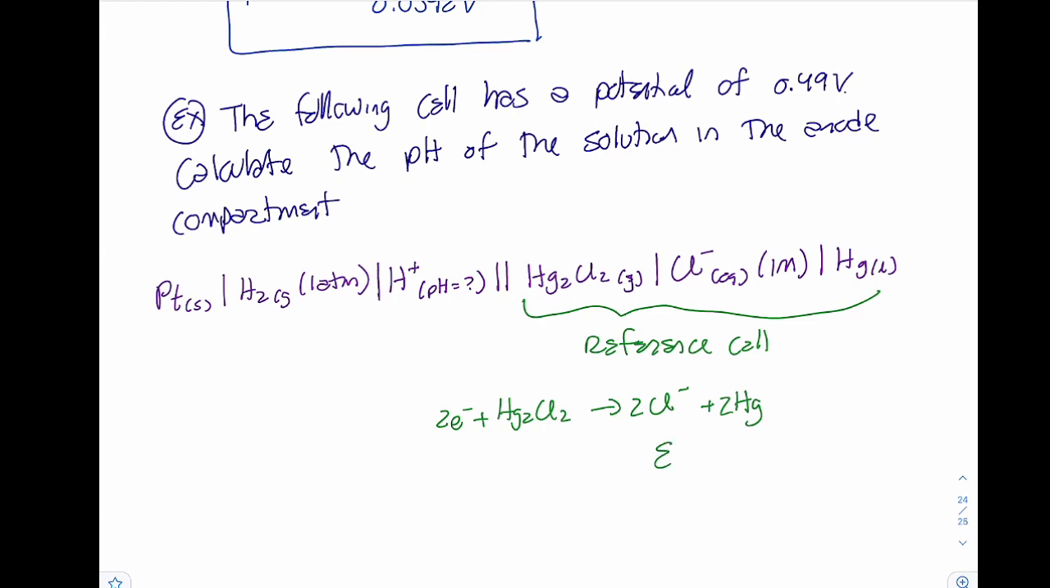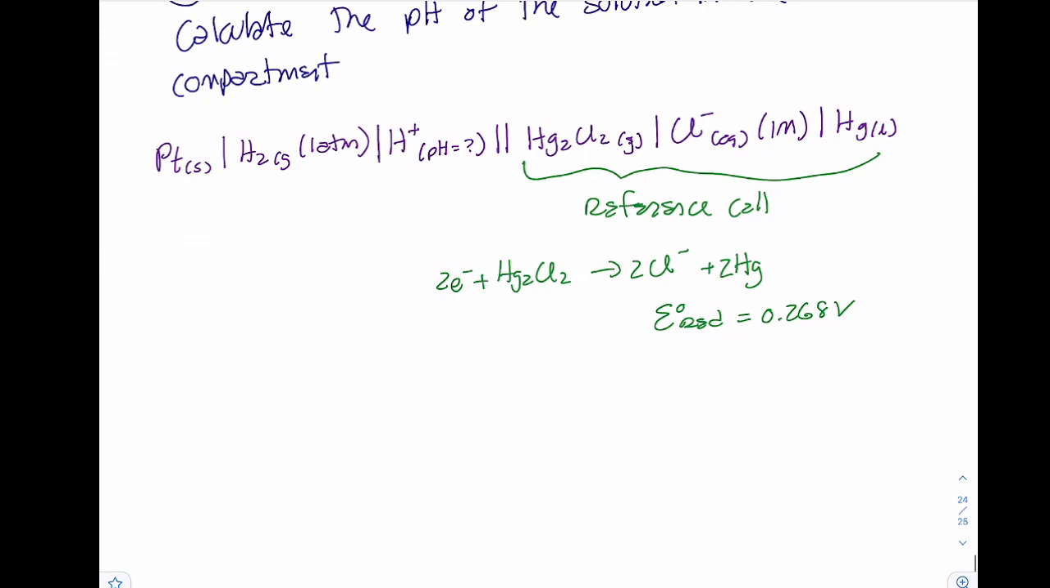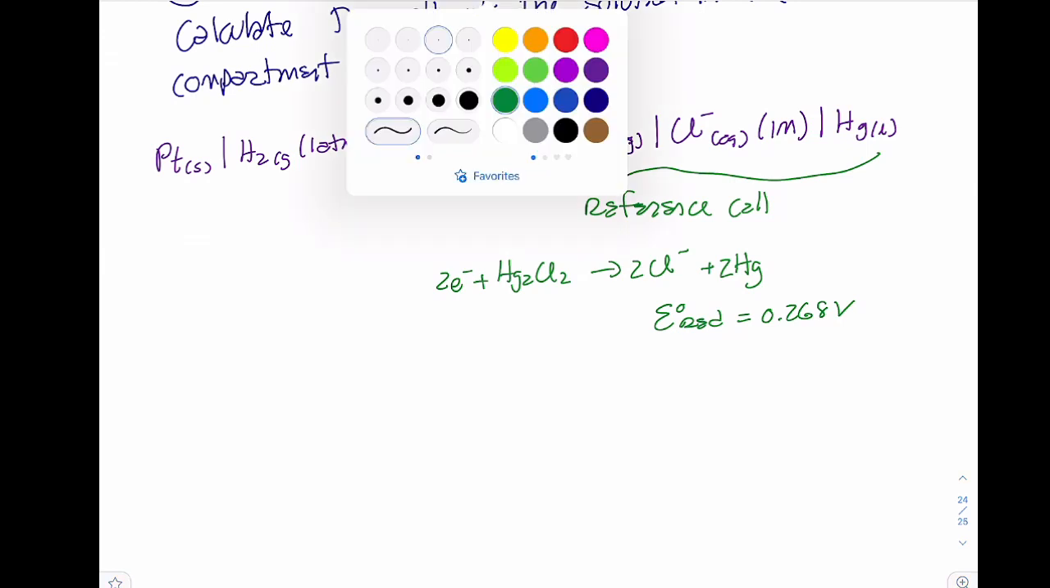And if we look that up on our table of standard reduction potentials, it has a value of 0.268 volts. If we were to look at our complete, let's just do this for practice. We don't really need it to solve the problem, but it's really good practice for us.